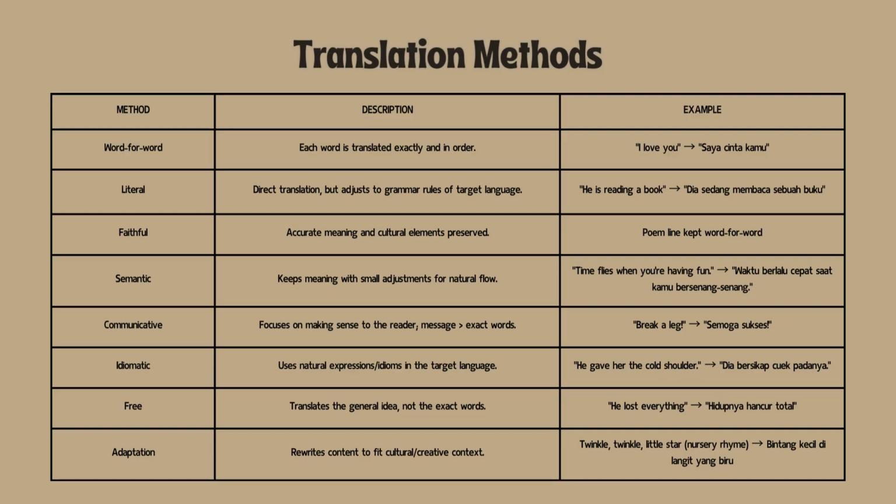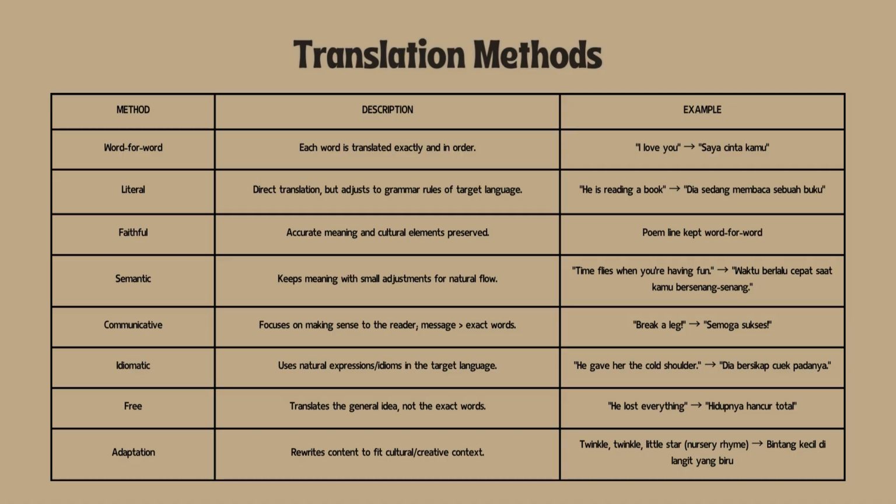Here is a summary of the different translation methods, from very literal to more creative ones. First, word for word. Each word is translated directly. For example, "I love you" becomes "saya cinta kamu." Literal, still direct but follows grammar rules. "He is reading a book" becomes "dia sedang membaca buku." Faithful, tries to be accurate, preserving cultural aspects. It is often used for poetry or formal text.